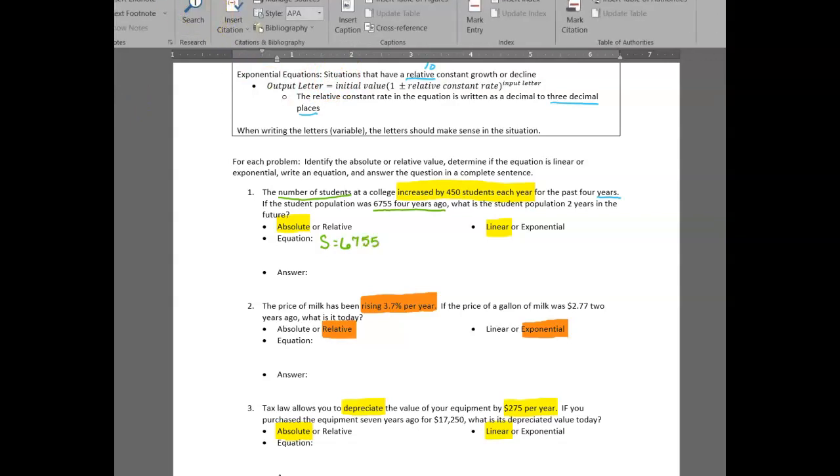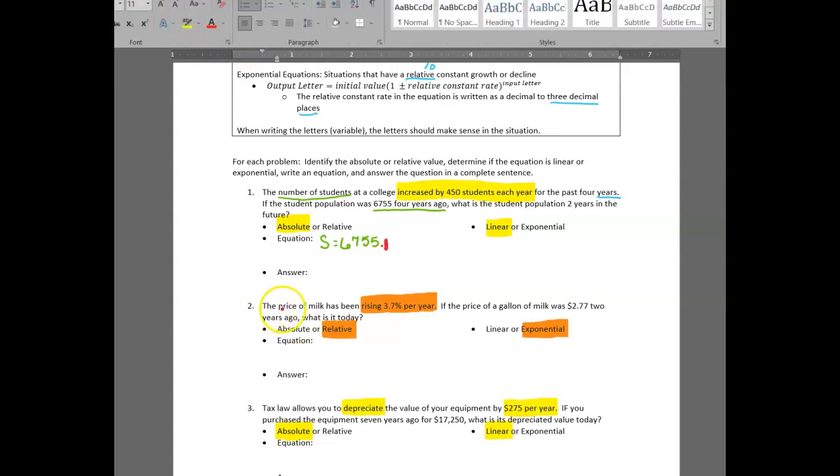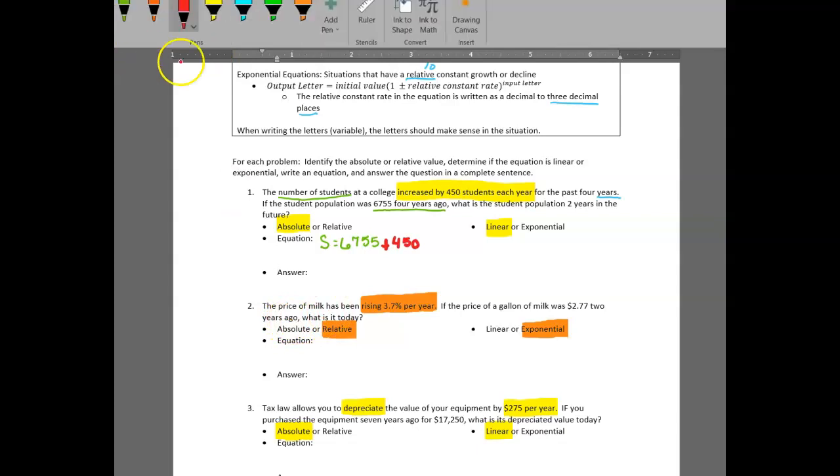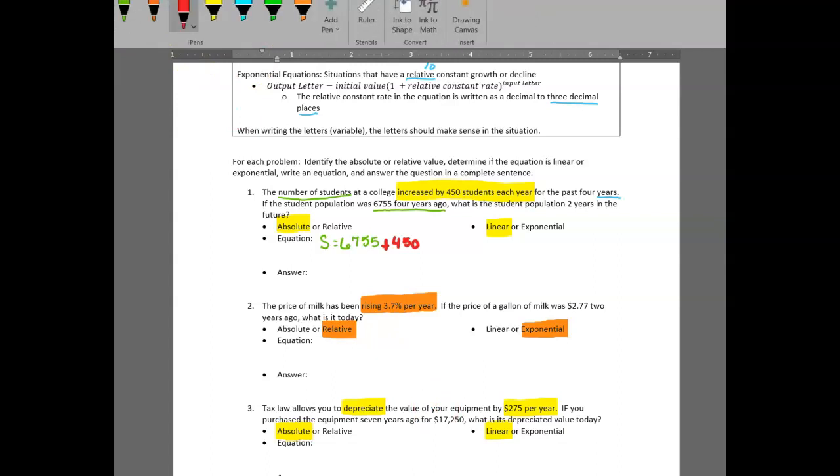We know that we are increasing by 450. I mean to make that big. So we're increasing by 450 every year, so times y. So that's our linear equation.